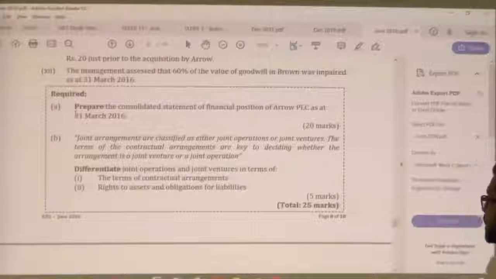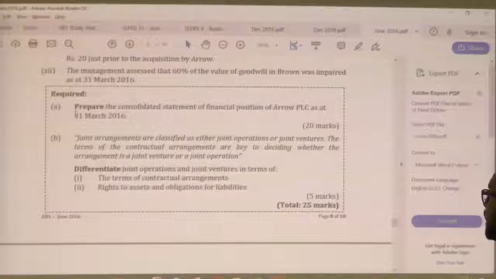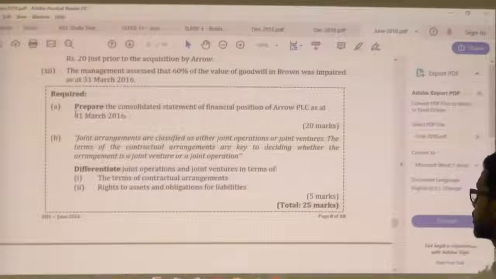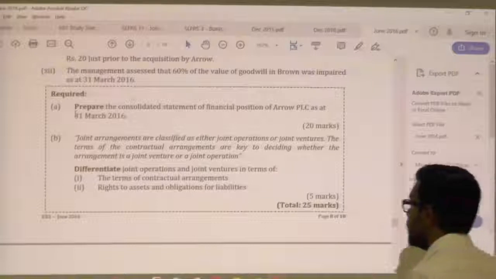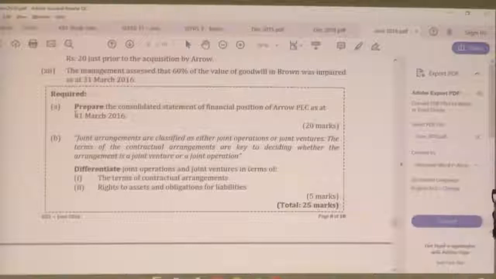So last day we have discussed the entire standard. With that we are trying to answer this question. Differentiate joint operation and joint venture in terms of contractual arrangements, rights to the asset and obligations, right? Now, rights to the asset and obligation for the liabilities.